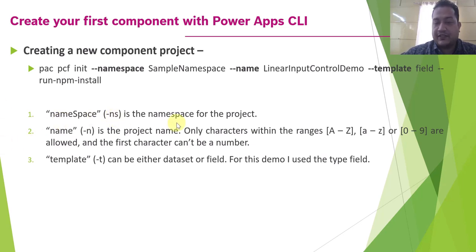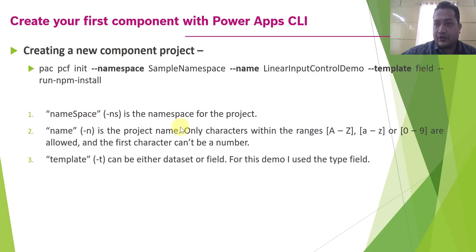Now here namespace is the namespace for the project. Name is the project name which will be created as your project name. You can only use characters in the ranges A to Z, small a to small z, or 0 to 9, and the first character can't be a number. So please remember these are some naming conventions for creating your project name. And template is either field or dataset. For this particular demo, for our first PCF component, I have used the field type. You can see --template field.